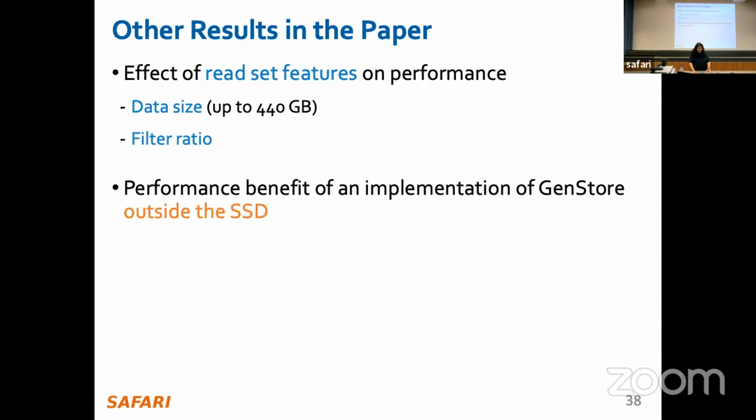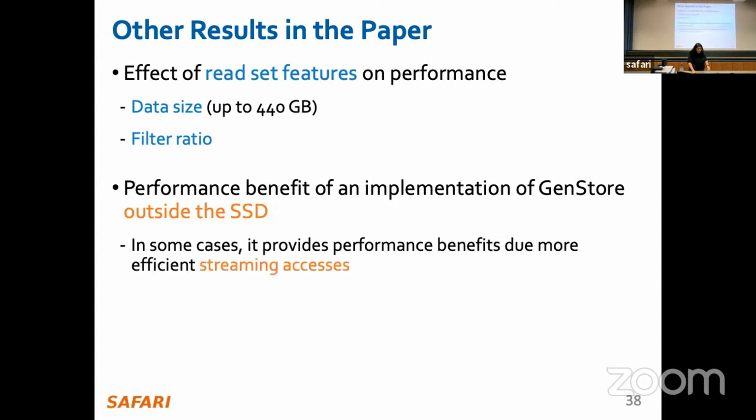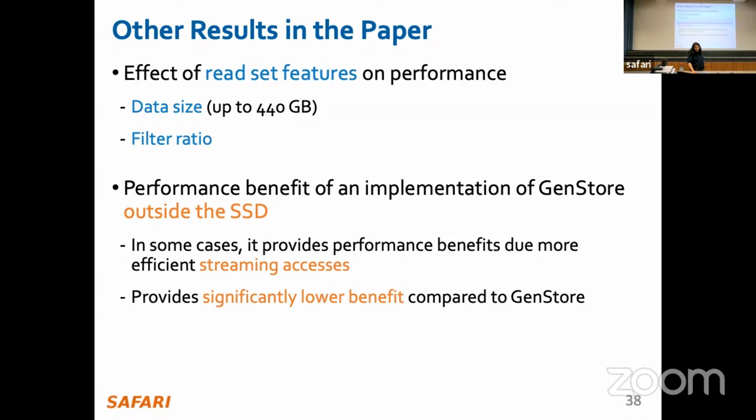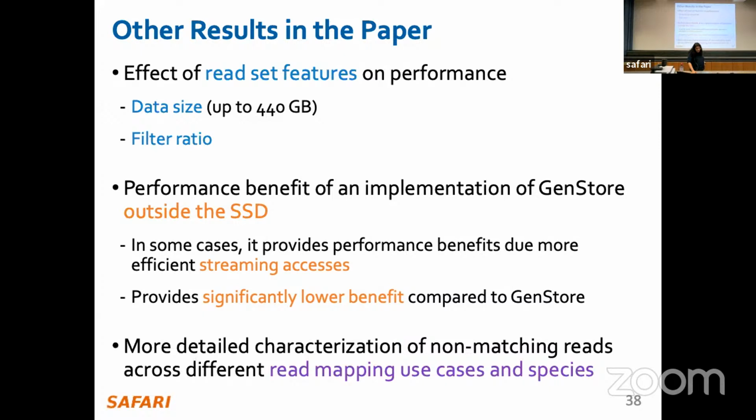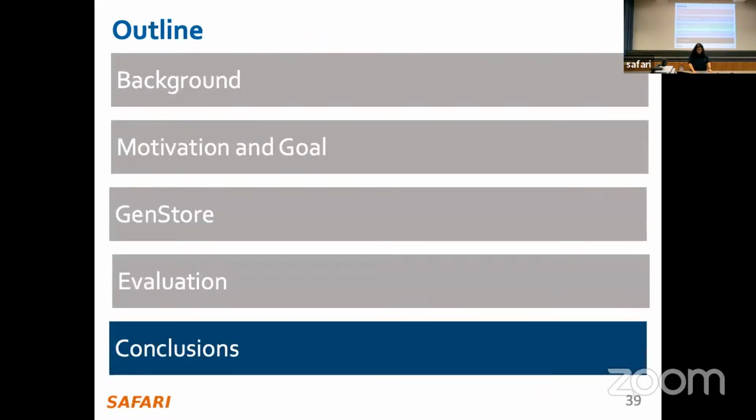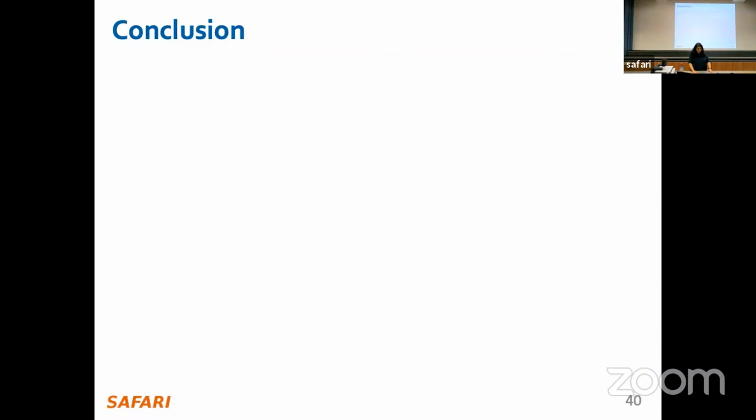And the performance benefit of an implementation of GenStore outside the SSD, because as you see, we've done some hardware software co-design, and we wanted to see the benefits these optimizations would provide outside the SSD. In some cases, it provides performance benefits due to more efficient streaming accesses, but on average, it provides significantly lower benefit compared to GenStore's implementation inside the SSD. And we also show a more detailed characterization of non-matching reads across different read mapping use cases and species. So we can get an insight into in which read mapping use cases these filters would actually be useful. And we also have a discussion on that in the paper, talking about how in the future GenStore's applicability would evolve.